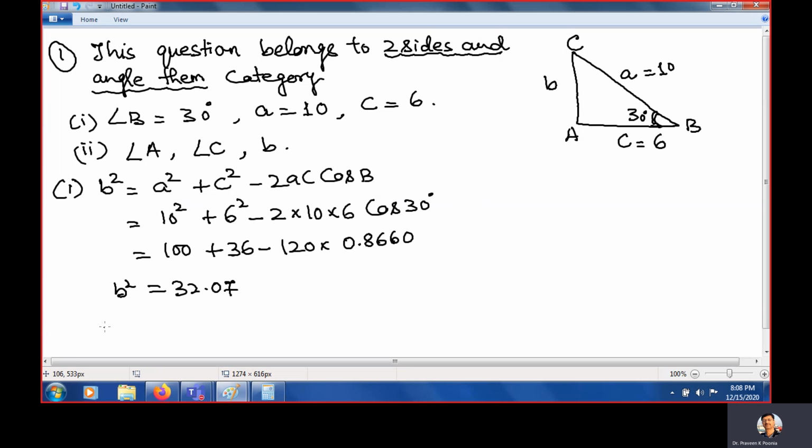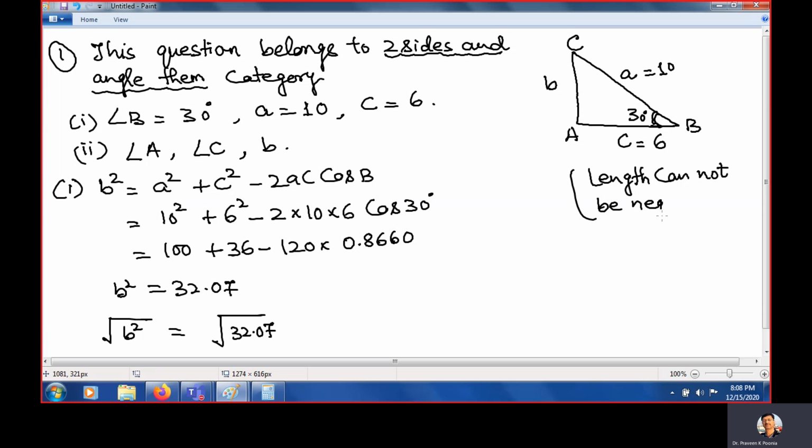But this is the value of B power 2. So how can we calculate the value of B? By taking the square root. And remember, before a square root we always write plus minus. But here we will not use the plus minus sign. Why? Because it is a length. Remember, I am writing here, length cannot be negative.